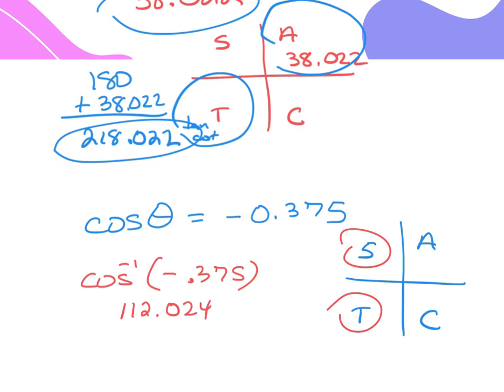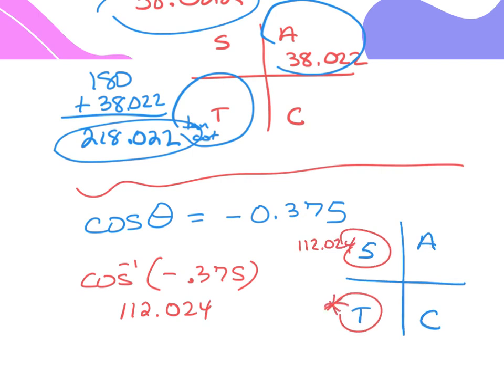Normally it's in quadrant 1, right? Where is 112 located? Quadrant 2, right? Correct. Now, the problem with keying in a negative number is that it does not give me the reference angle. This is going to be the answer for quadrant 2, 112.024. But how can I get the angle for quadrant 3?